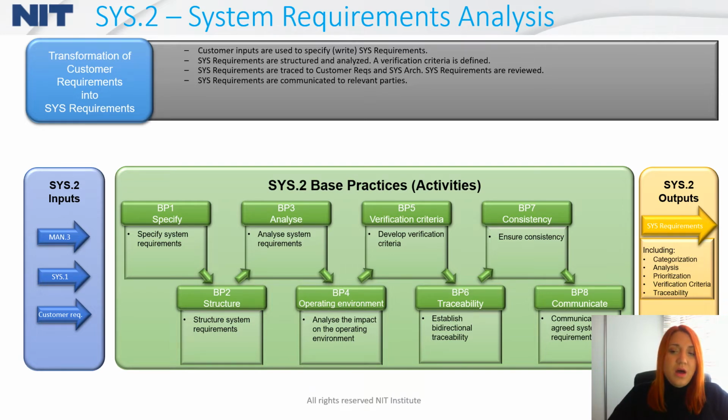The output of this process is basically the system requirement document or system requirement specification, however we want to call it. This includes categorization, analysis, prioritization, verification criteria, and of course traceability. One of the outputs is also the system requirements review.